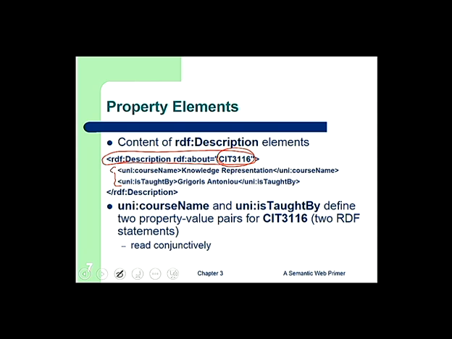So for example, for this resource, two properties are course name and is taught by. Okay, so these descriptions are read conjunctively. It means they are ANDed together. So it essentially means that for the resource CIT 3116, its course name is knowledge representation and it is taught by Gregorius Antonio. And so all these descriptions are ANDed together.